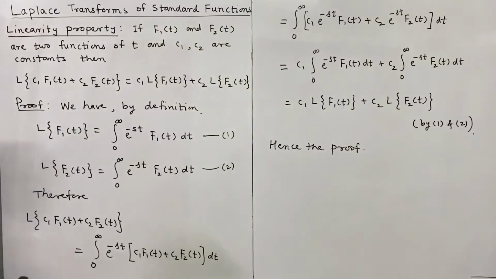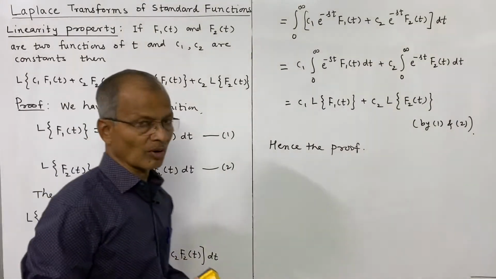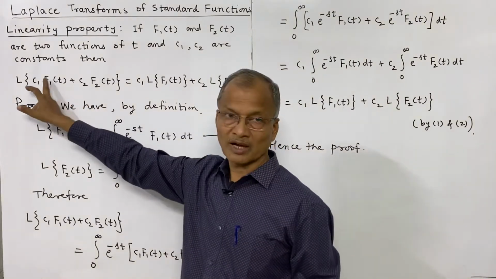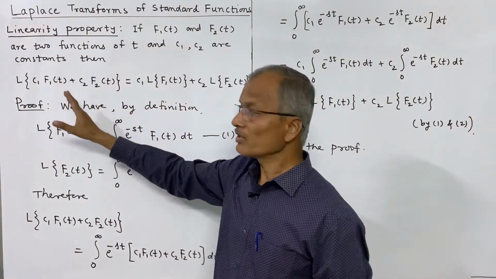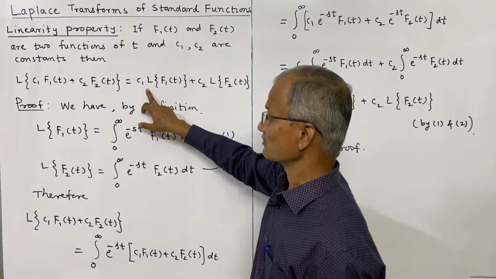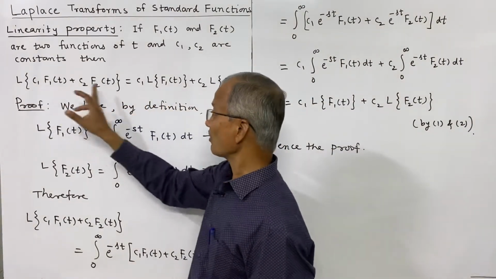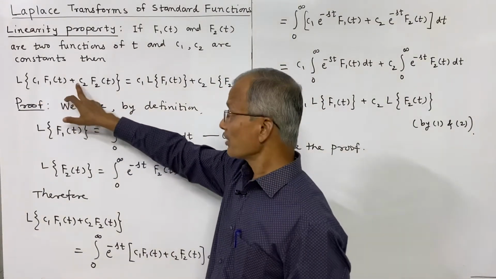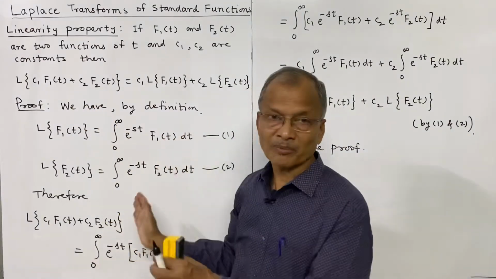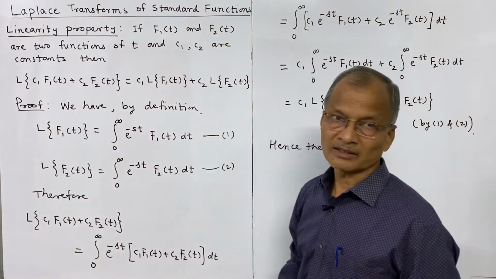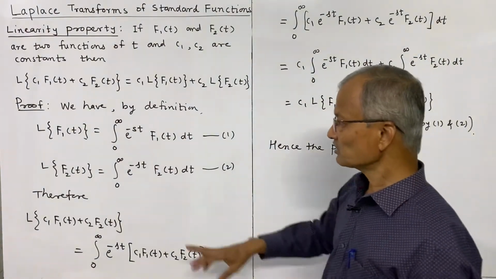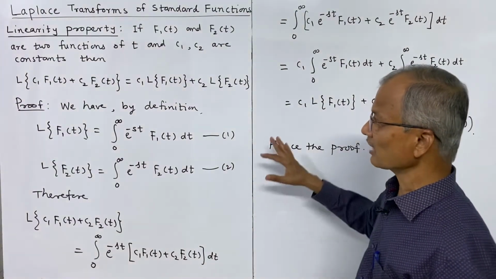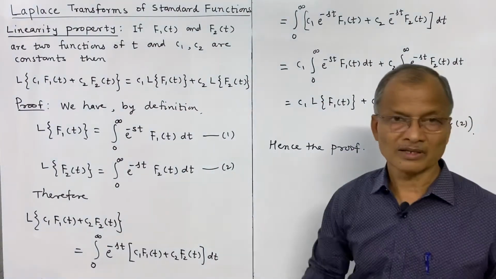What is to be noted in this linearity property is that whenever there is a combination of two functions and there are constants, we can write the constants outside the Laplace transform. C1 is written outside the Laplace transform, C1 into Laplace transform of f1, plus it can be separated, and while separating, the constants can be written outside the transform. So the Laplace transform is expressed in terms of a definite integral, and therefore the properties of definite integrals can be used here for the linearity property.